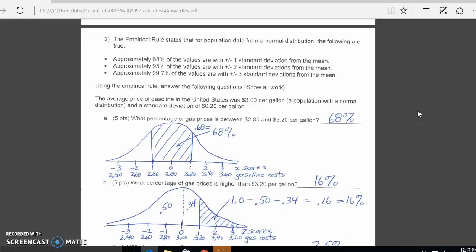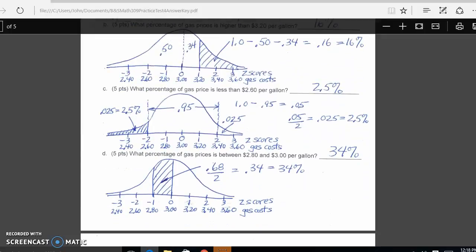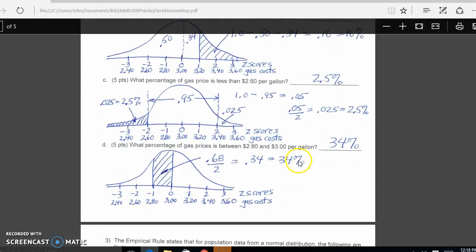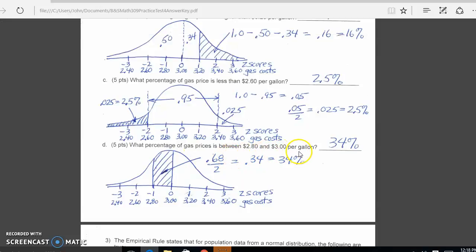This is practice test number 4, problem number 2, and we are going to be doing letter D in this video. At the top of the page we have the empirical rules stated for a normal distribution. The problem says that the average price of gasoline in the United States was $3 per gallon, a population with a normal distribution, and a standard deviation of 20 cents per gallon. And then down on letter D, we are asked what percentage of gas prices is between $2.80 and $3.